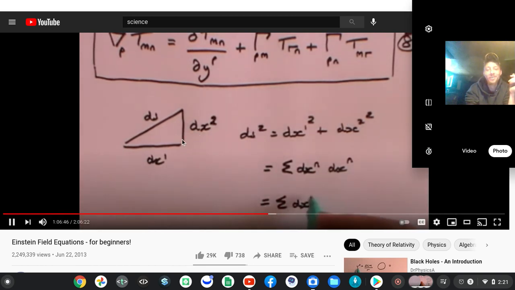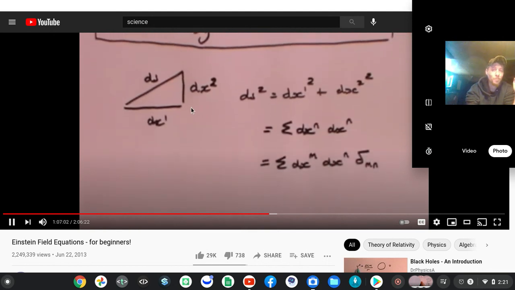of dx m times dx n times the Kronecker delta, m n, where, remember, Kronecker delta was 1 when m equals n, and 0 when m is not equal to n.